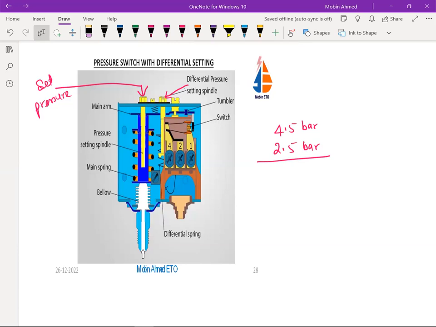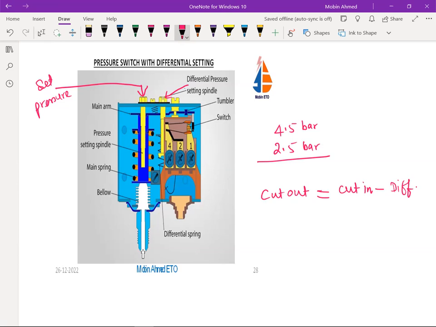This differential pressure switch, sometimes there are two variants of this one. One variant says that the cutout is cut-in minus differential. Sometimes it will be written like this: cutout is cut-in minus differential. It means cutout is equal to cut-in minus difference.